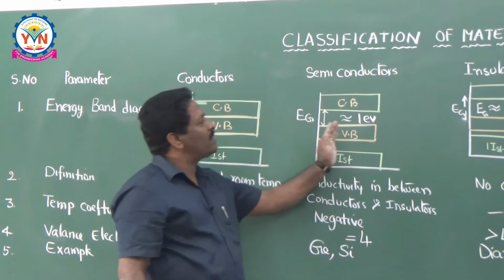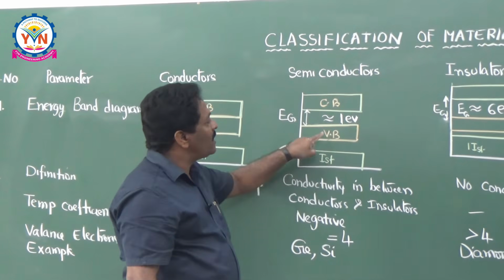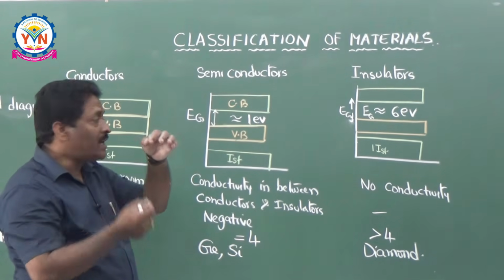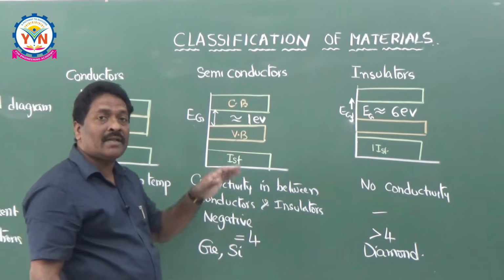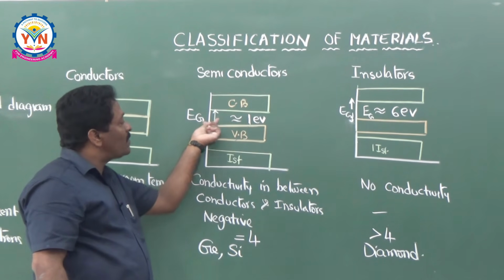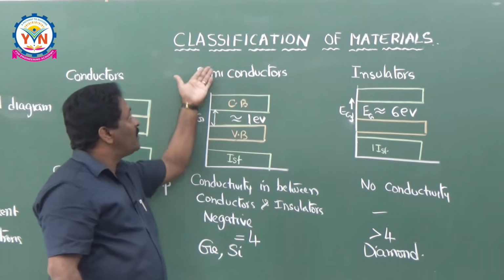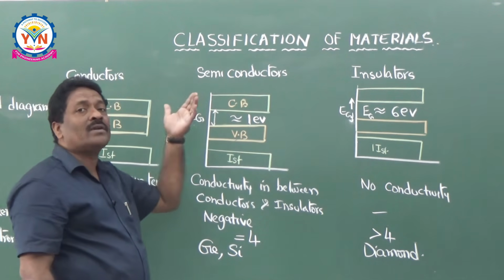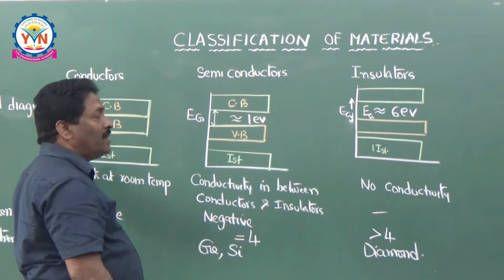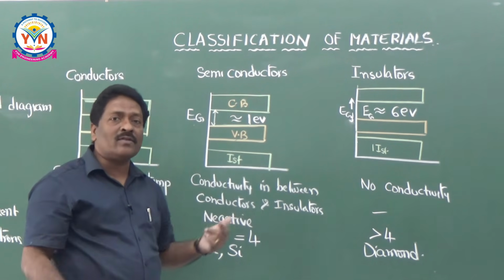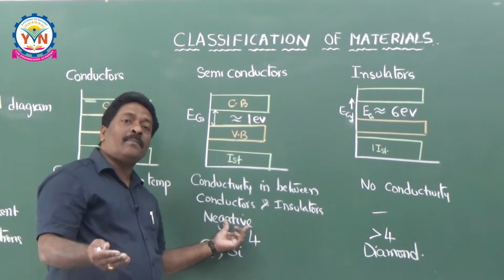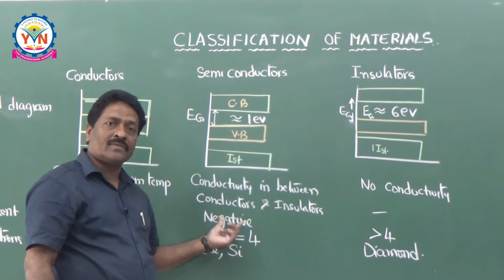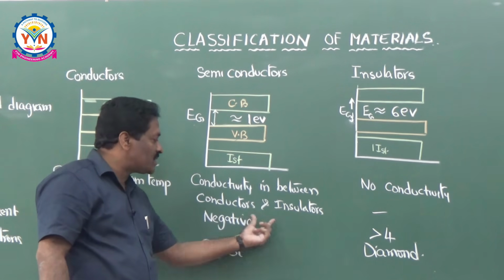Coming to the semiconductors, observe carefully. Here the valency band and conduction band are separated by an energy difference of 1 electron volt. That means if the energy gap is approximately equal to 1 electron volt, it comes under the category of semiconductors. Semiconductor means a material whose conductivity is in between conductors and insulators. What about the temperature coefficient of resistance? If the temperature rises, the resistance decreases because the conductivity will be more at high temperatures.